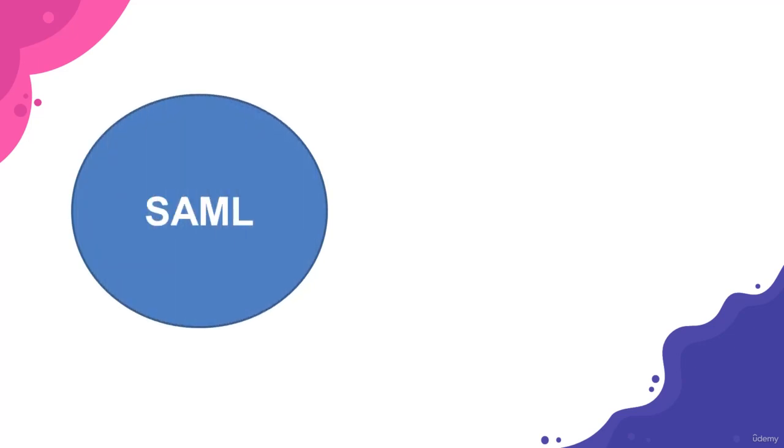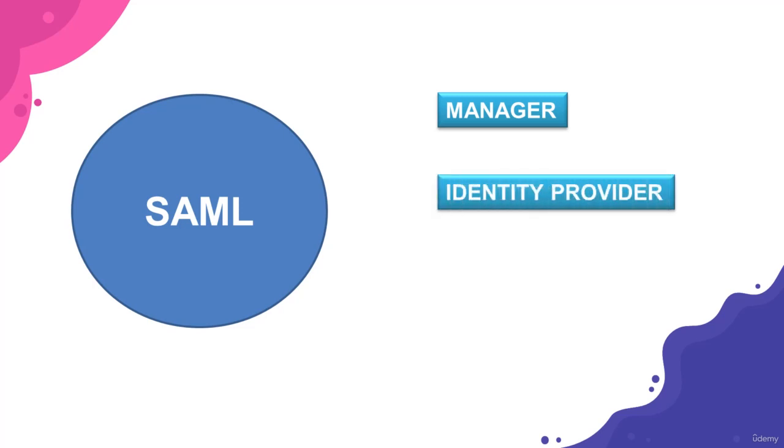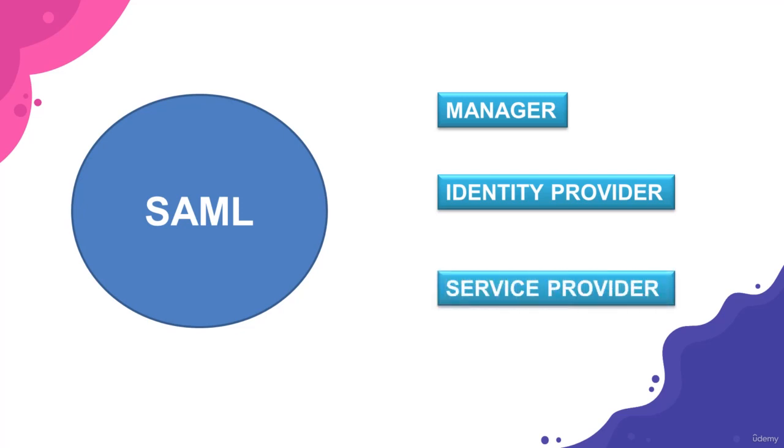SAML defines 3 roles. Principal. This is usually a user. The user logs on once. If necessary, the principal requests an ID from the identity provider. Identity provider. An identity provider creates, maintains, and manages credentials for principals.